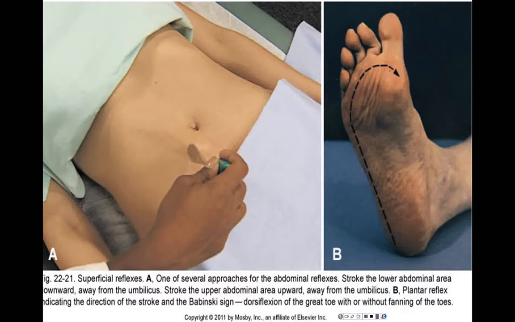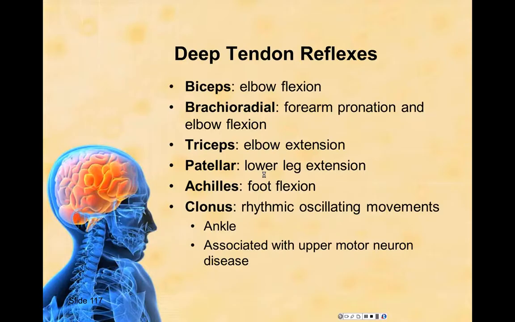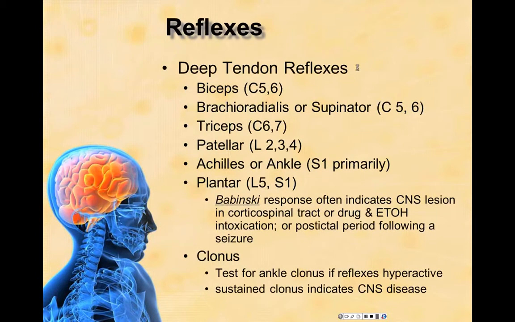Here's a picture of how you do the abdominal reflexes and the plantar reflex. The other deep tendon reflexes are the biceps, brachioradialis, triceps, patellar, Achilles, and then testing for clonus. So the biceps is checking C5 and 6, brachioradialis or supinator, C5 and 6, triceps C6 and 7, patellar L2, 3, and 4, Achilles or ankle is S1, and plantar is L5, S1.